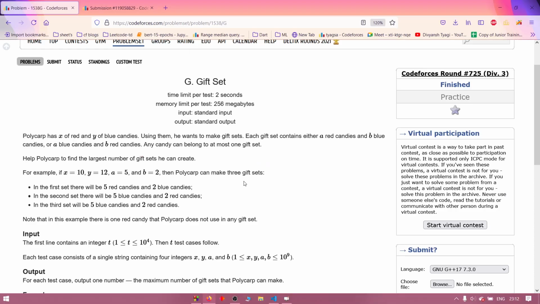Hi guys, I will be discussing Codeforces Round 725 Div 3 problem G, Gift Set, and an approach to solve it.